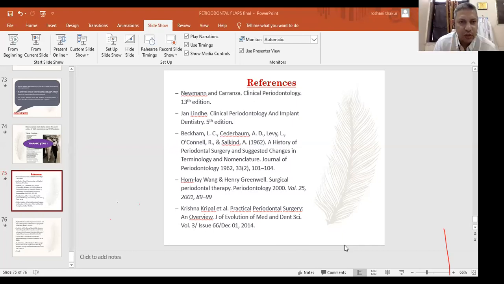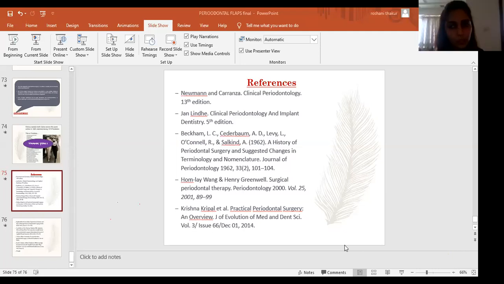Okay. And there is a question: is an apically repositioned flap and an apically displaced flap the same? Yes, repositioning means displacing it. Yes. Okay.